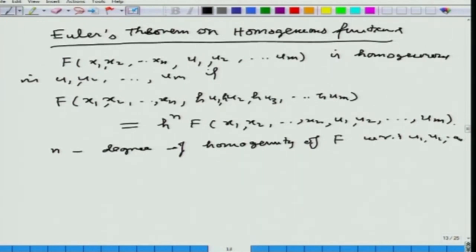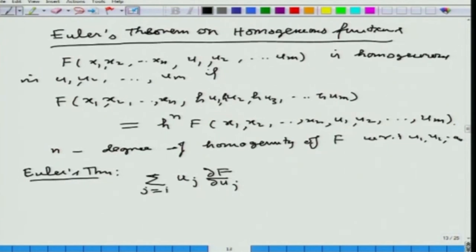So, for such a function, Euler's theorem says that the summation of u_j ∂f/∂u_j, j going from 1 to m, is actually equal to n times f. This f is of course evaluated at x_1, x_2, ..., x_n and u_1, u_2, ..., u_n. So, this is Euler's theorem for homogeneous functions, which will be very useful in our discussion.